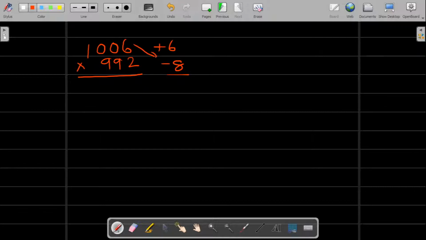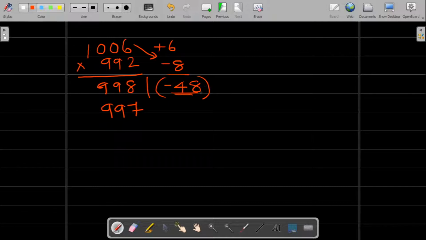So diagonally I add these two, I get 998. And here I have 6 multiplied by 8. So you can use the 10 base method, but I'm going to write it directly here. Minus 48. I get a negative number. So if I get a negative number, what should I do? I should reduce 1 from this, right? I get 997.